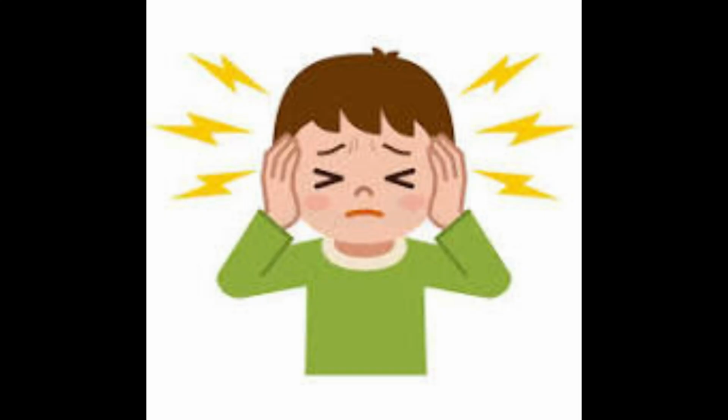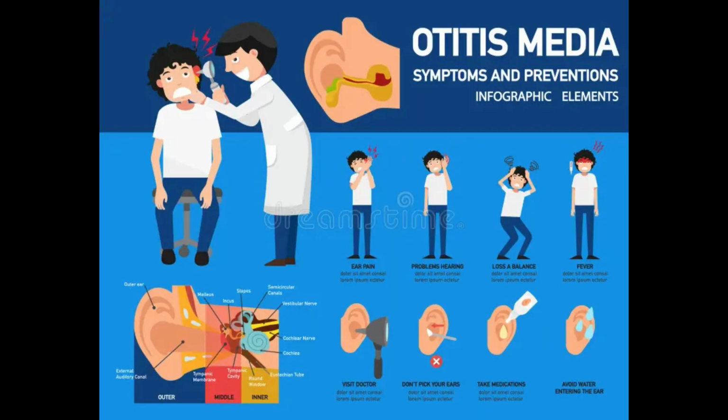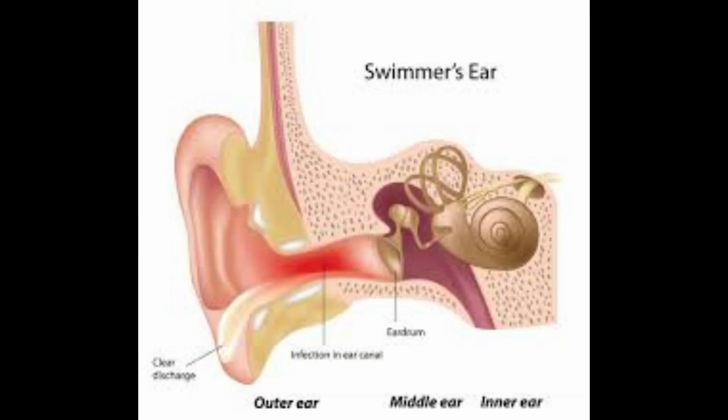As you've already seen in the chapter title, in this chapter we're going to be talking about ear illnesses, common ones to be specific. Otitis media. Otitis media is an infection or inflammation of the middle ear. It often occurs in children and can be caused by bacteria or viruses. Symptoms include ear pain, fever, and irritability.